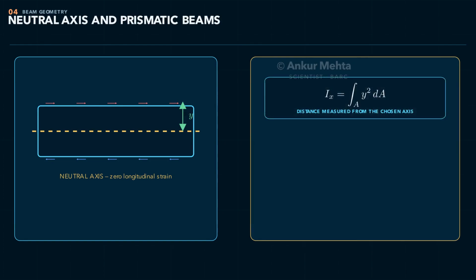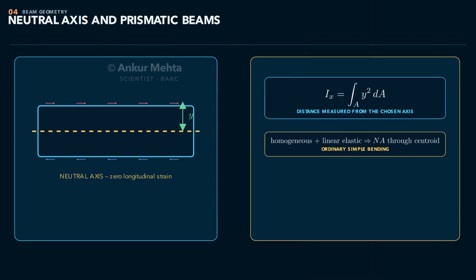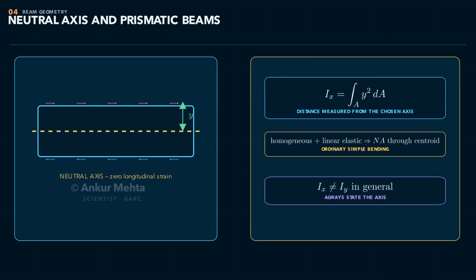This condition matters. Moment of inertia is always about a specified axis. A section does not have one universal I. If the material is composite, if stiffness varies across the section, or if bending is unsymmetrical, the neutral axis may require a transformed section or stiffness-weighted calculation. For the standard homogeneous prismatic beam, the centroidal neutral axis is our reference.